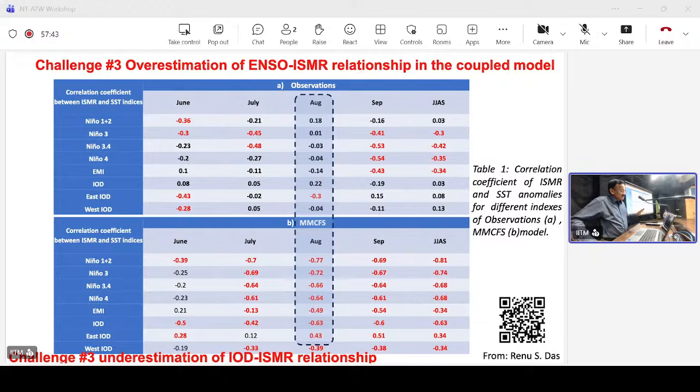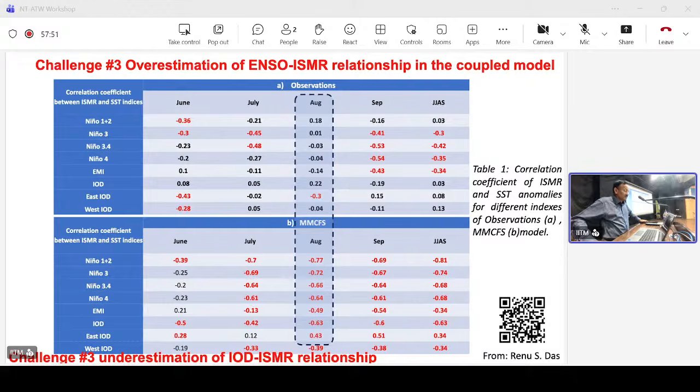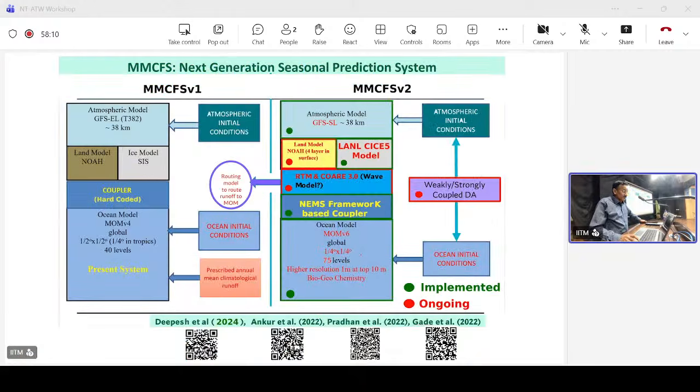So this actually has another impact on the monsoon relation itself. The IOD, the Indian Ocean Dipole, and ISMR relation is also very, very weak in the models. It actually is weaker in the observations itself, but in the model it is much, much weaker. So these are the challenges that actually limit the predictability or prediction of monsoons.